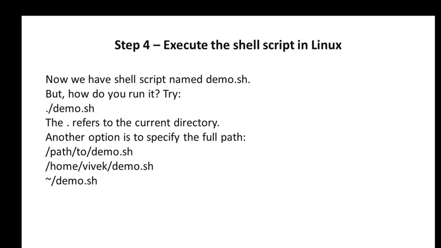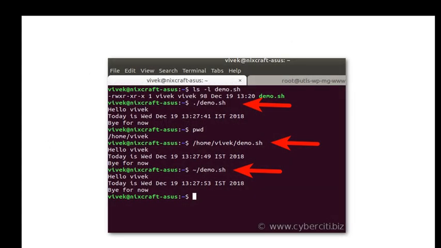The fourth step is to execute the shell script in Linux. Now we have a shell script named demo.sh, but how do you run it? Try ./demo.sh. The dot refers to the current directory. Another option is to specify the full path, such as /home/vivek/demo.sh or ~/demo.sh. These are all options to run the program.